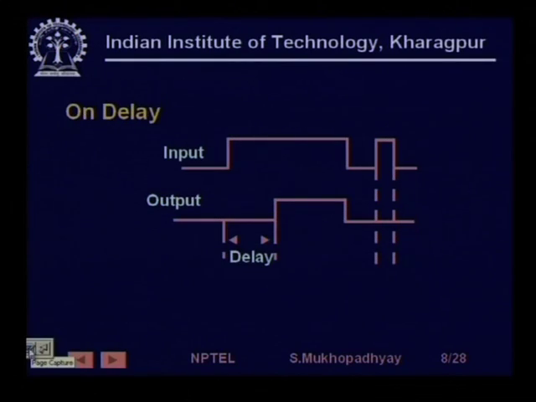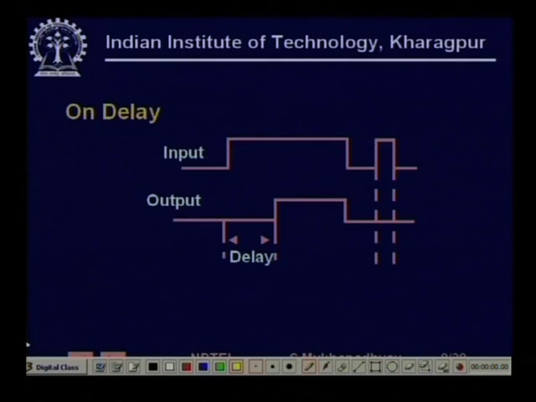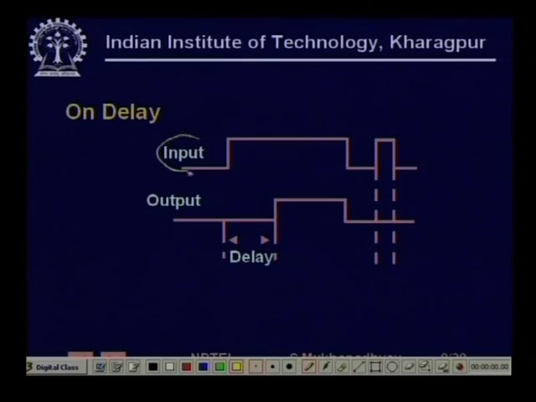Now we take a look at the different kinds of timers. First is the on delay timer. Here, the timer creates a delay between an input and an output. We say that if the input signal goes on, then the output signal will go on after a little delay.